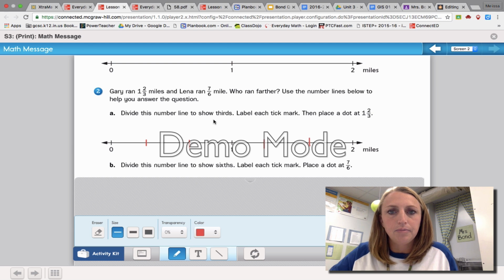Okay. Now we're going to label each tick mark. So we're going to label this 1/3. This is 2/3.